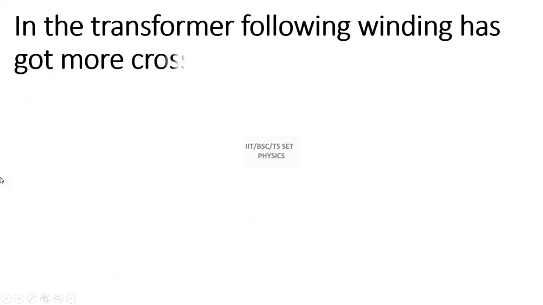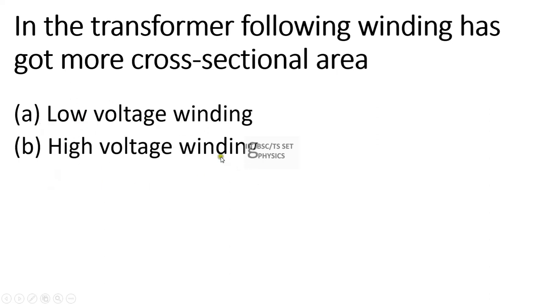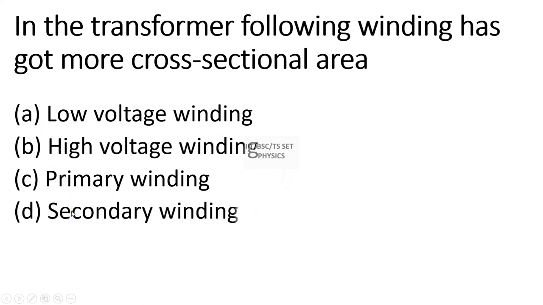In the transformer, the following winding has more cross section area. A. Low voltage winding, B. High voltage winding, C. Primary winding, D. Secondary winding. The answer is A, low voltage winding.